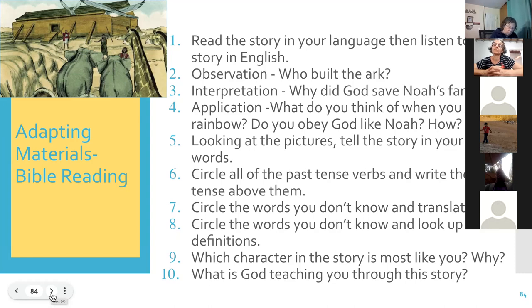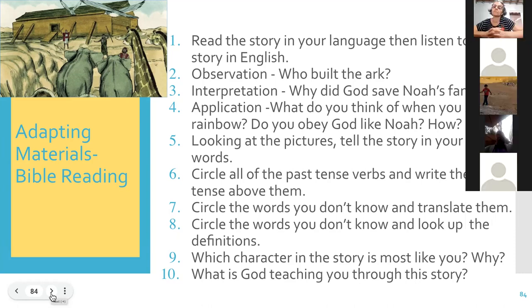You can also have them do some writing. So which character in this story is most like you and why? They can write a paragraph about that, or have them write about what God is teaching you through this story. So those are some options. It's always nice to give the more advanced students opportunities to write, especially to write on something that's meaningful and personalized to them. So connecting their own lives to the material.